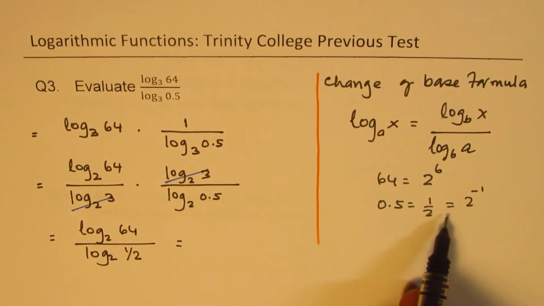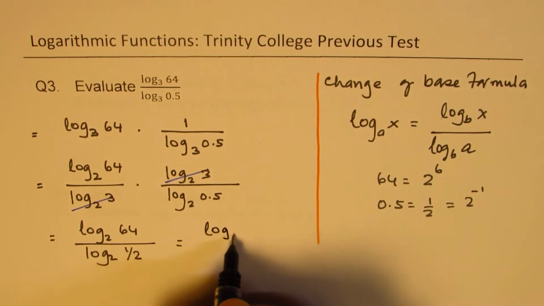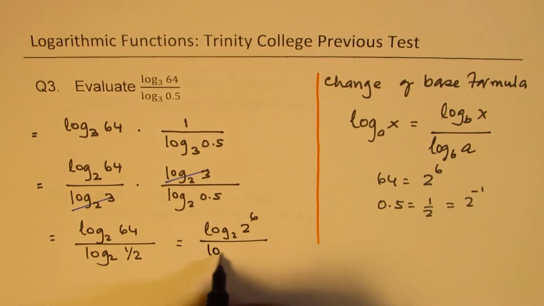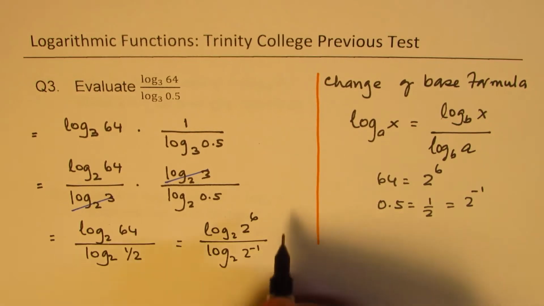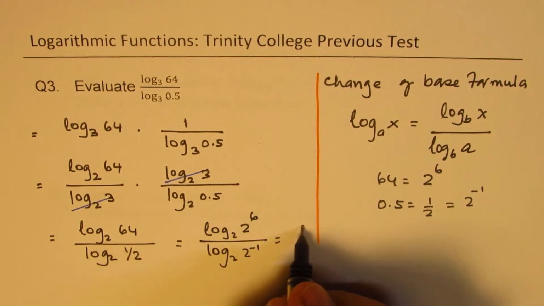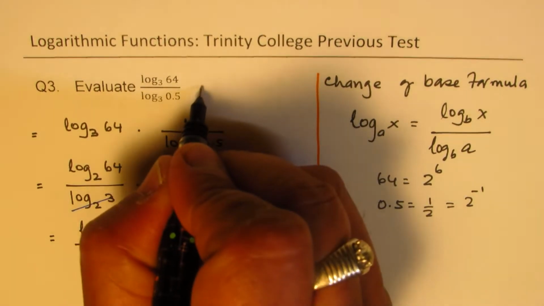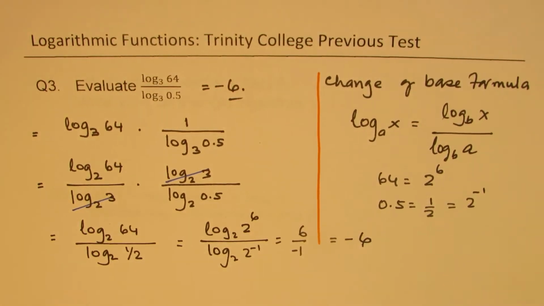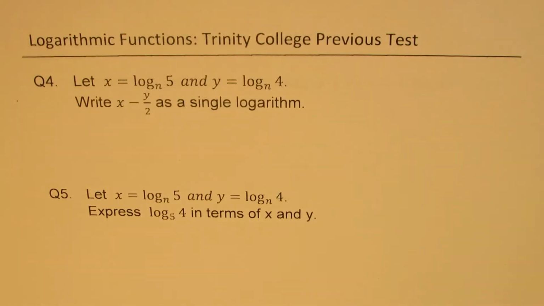Now as we are saying, 64 is 2 to the power of 6. So we could write this as log to the base 2 of 2 to the power of 6. And this is log to the base 2 of 2 to the power of minus 1. So that gives you 6 over minus 1, which is equal to minus 6. So this is equal to minus 6. Clear? So it's very important to see how we change the base and got the solution.